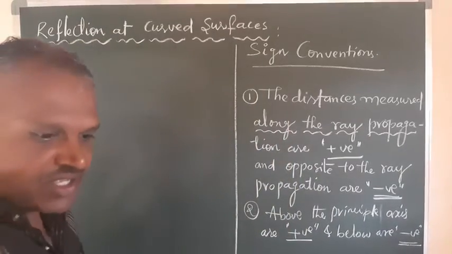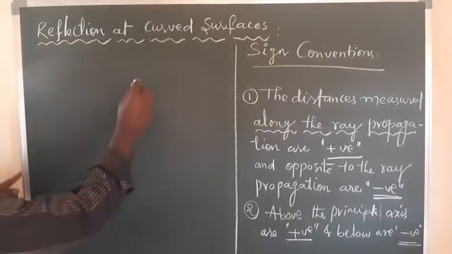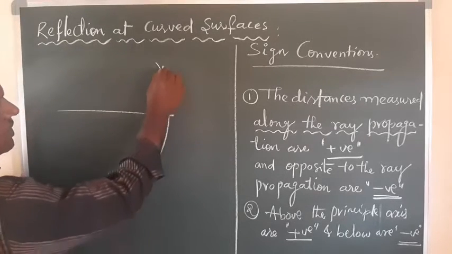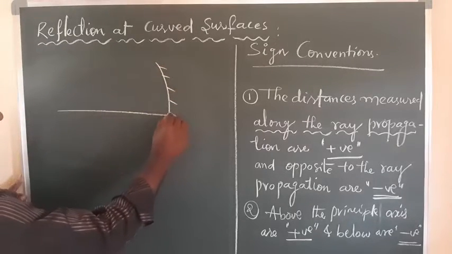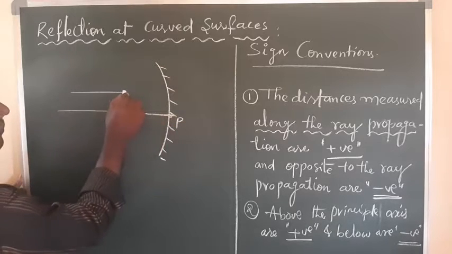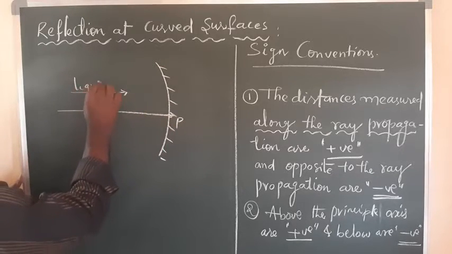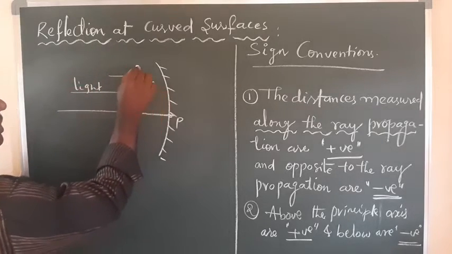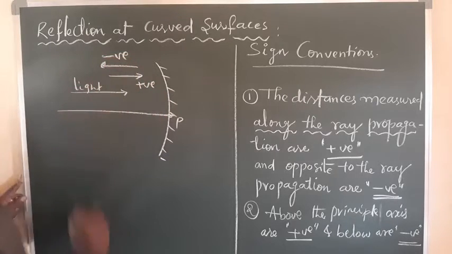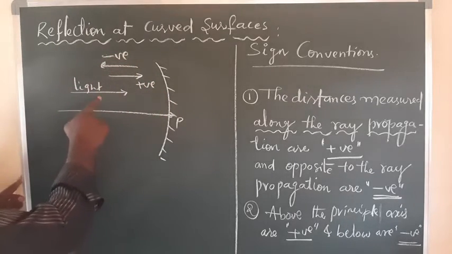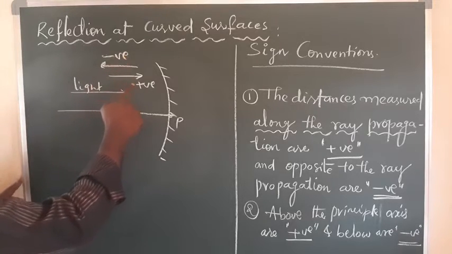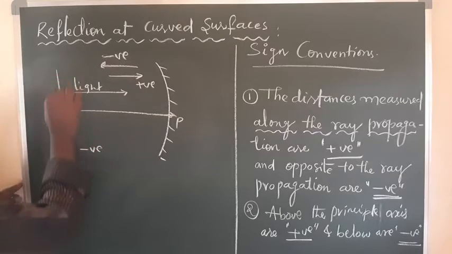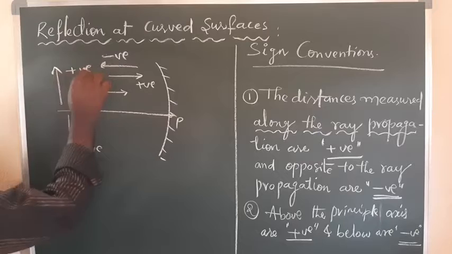You take any mirror, be it concave or convex. So I'm drawing again a concave mirror. This is the principal axis. Here you have the pole, and this is the direction of light propagation. In this direction, positive. In this direction, negative. The distances measured in the opposite direction of light propagation are negative. Along the light propagation, they are positive. Below the principal axis are negative. Above the principal axis are positive. It is very simple to remember.